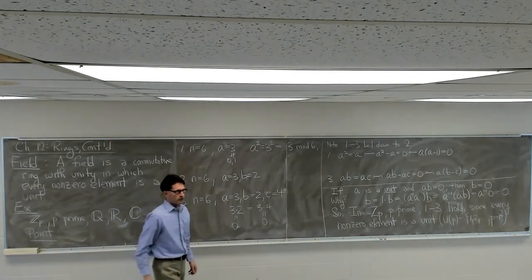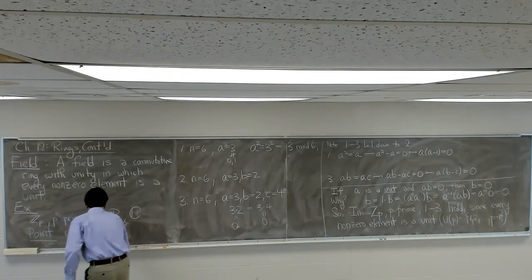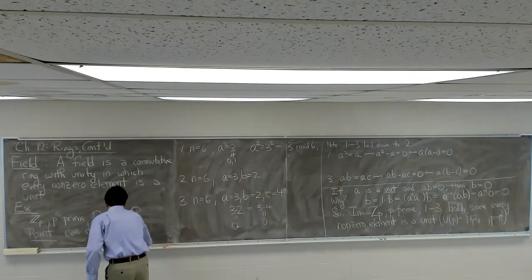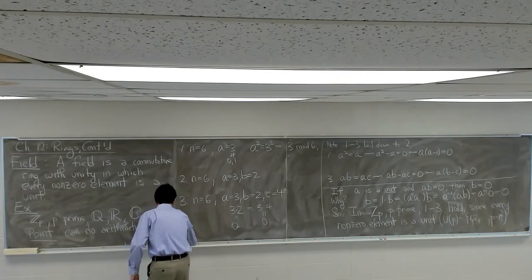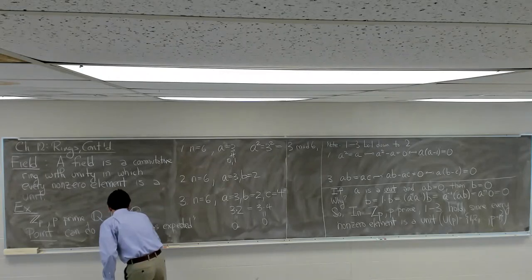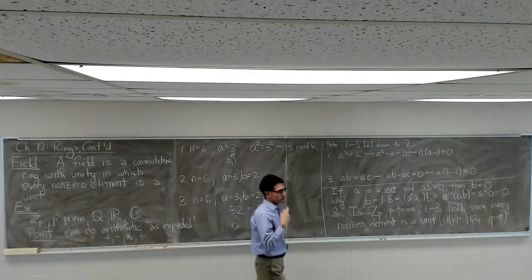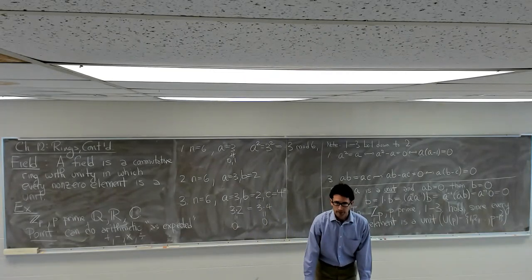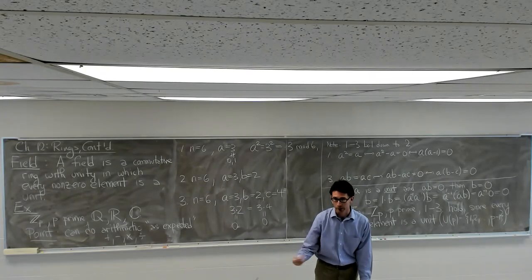All right, and again, the point here is that in a field you can do arithmetic as expected. You have addition, subtraction, multiplication, and division, and it all works as you're used to it working. Familiar properties hold, and in particular you can divide by everything other than zero. Everything other than zero has a multiplicative inverse.